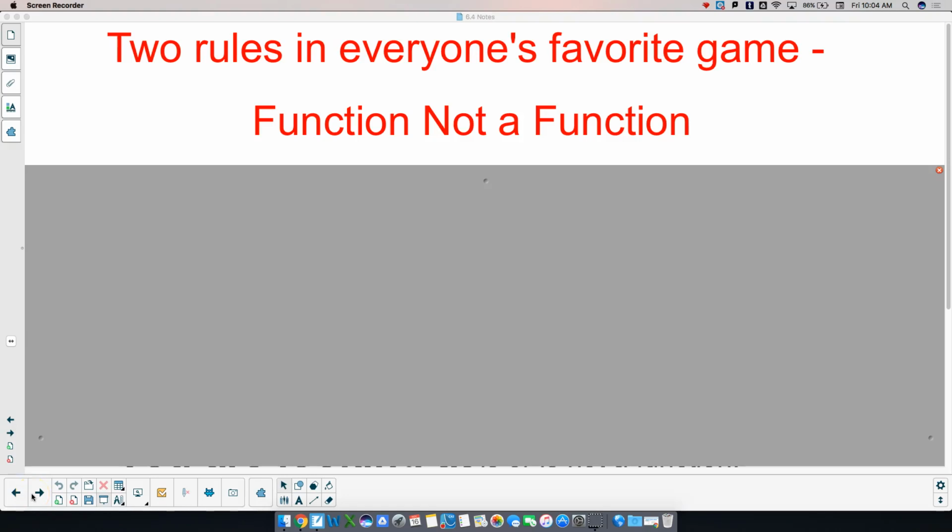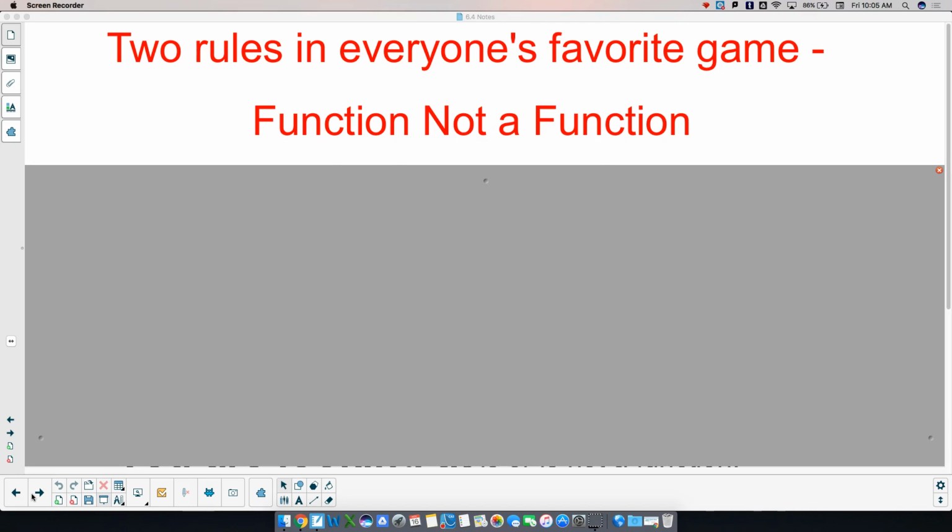Let's play America's favorite game, function, not a function. Okay? So, what's the rules to function, not a function? You've played it before. What's the one rule in function, not a function?